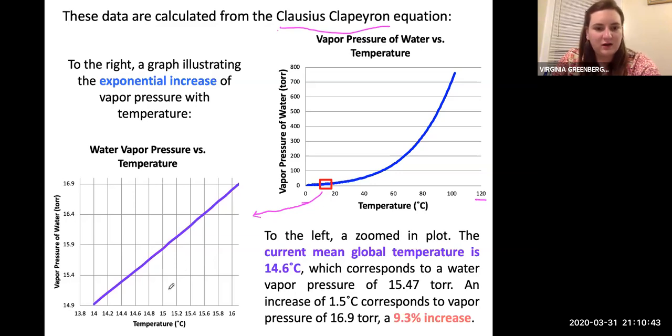But we can compare our current temperature, the average temperature on Earth, which is about 14.6 degrees Celsius, to what the temperature is if we add 1.5 degrees Celsius, which gives us a little above 16 degrees Celsius. We can see that the vapor pressure changes from about 15.4 to 16.9 torr. And when we look at the percent change, this corresponds to a 9.3% increase.